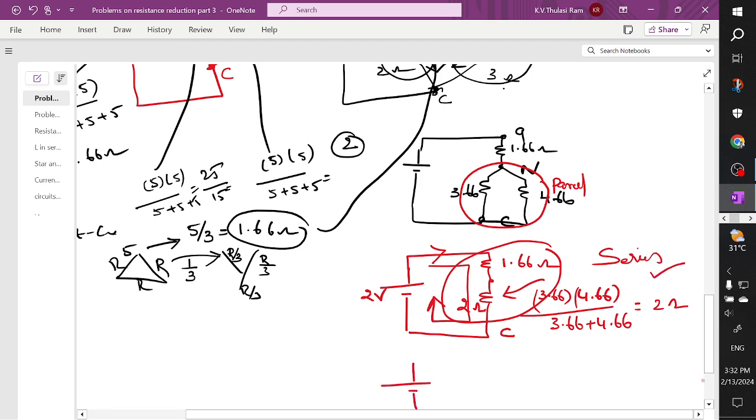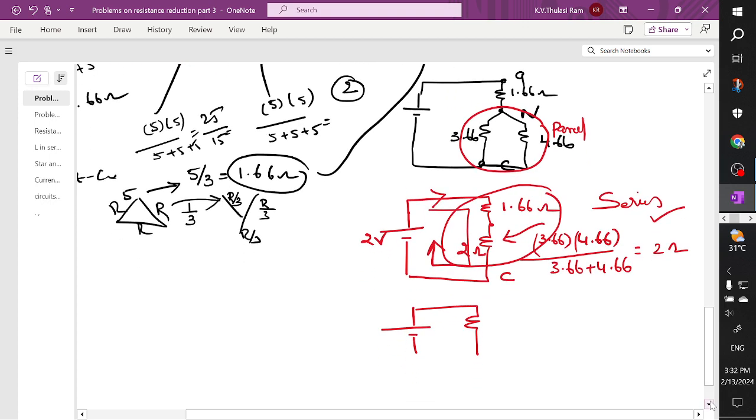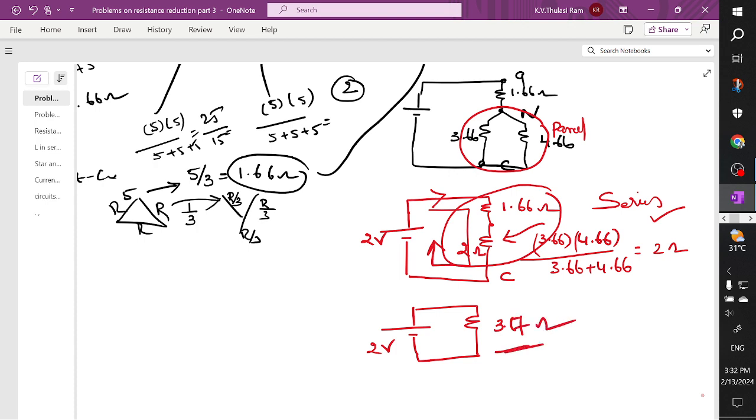So the resultant circuit will be like this. Applied voltage of 2 volts, this is 2 and this is 1.6, and we are going to get 3.7 ohms or 3.66 ohms. So now I want the resultant current I.